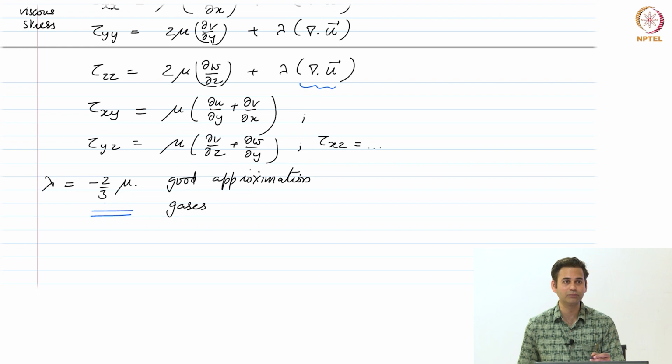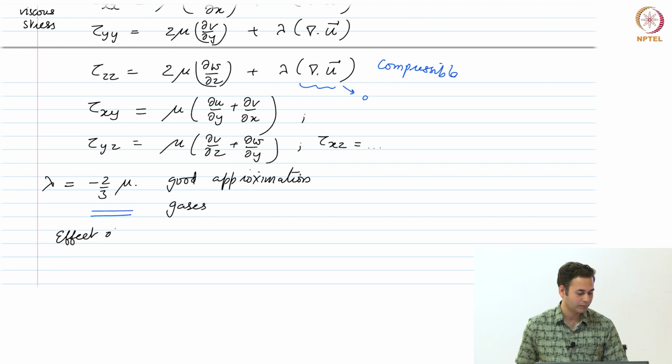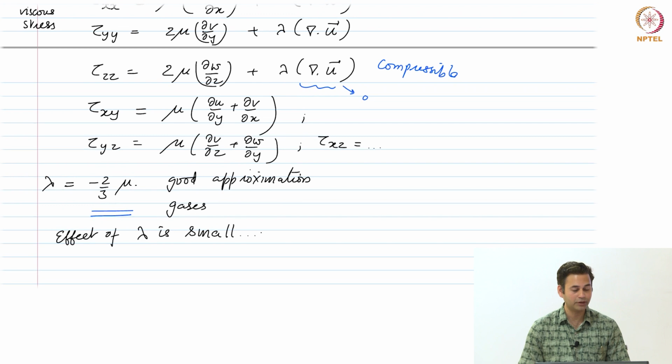So, as a result, the proposed lambda equals minus 2/3 mu was a huge success for a few decades, okay. Now, we tend to realize that that is because this term goes to 0 even for compressible flows, okay. Nonetheless, the effect of the second coefficient of viscosity is small even in practical flows, okay. So the effect of lambda is small, as a result it is not going to make a whole lot of difference in the results even if you have a compressible flow. But anyway, we are not worried about it because we are looking at simulation of incompressible fluid flows, okay.